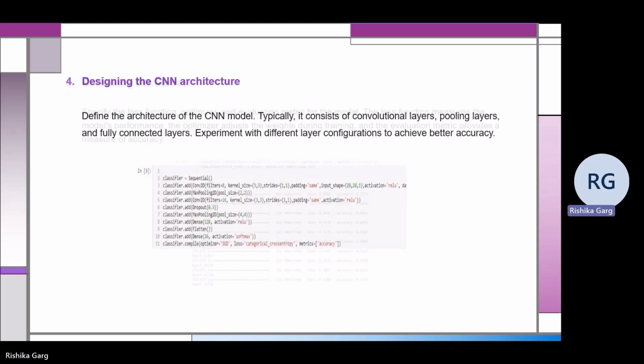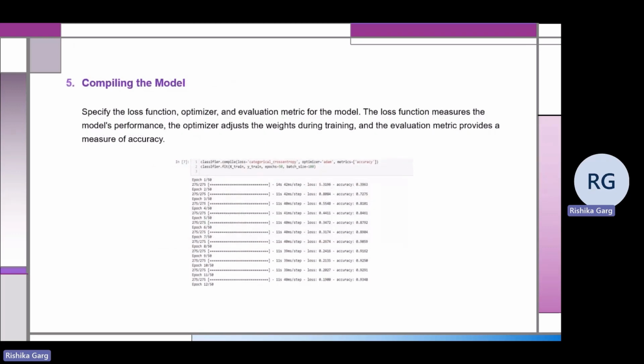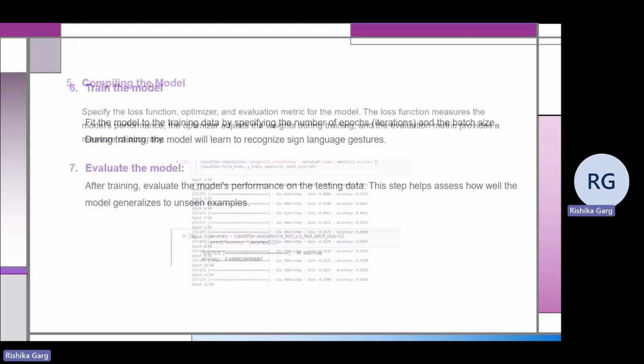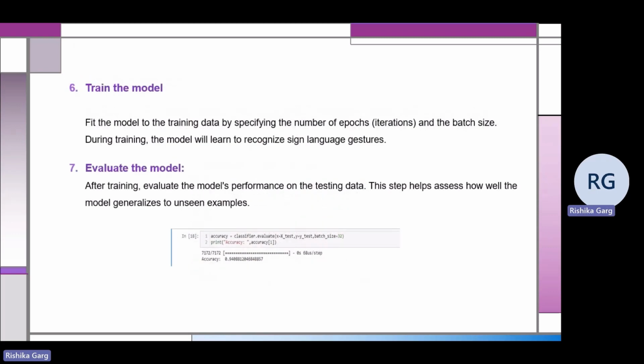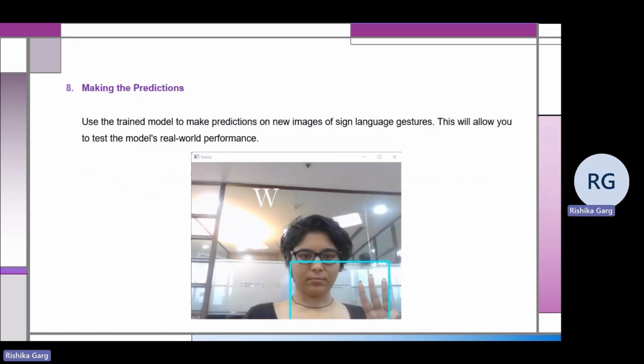Compiling the model, we have run our model for 50 epochs. And as you can see from the screenshot, we have attained an accuracy of about 93%. And the final accuracy that we got from this model was around 94%. Later, this model was trained and we evaluated it and found that the accuracy was around 94.08%, and then making the prediction.